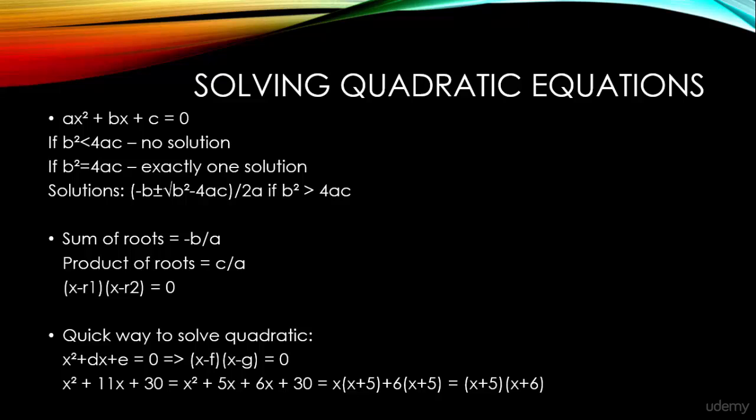So divide throughout by coefficient of x squared to put it in the form x squared plus dx plus e is equal to 0, which gives x minus f into x minus g is equal to 0. x squared plus 11x plus 30 is equal to x squared plus 5x plus 6x plus 30 is equal to x into x plus 5 plus 6 into x plus 5. So the sum in this equation x squared plus 11x plus 30 is minus 11 and the product is 30. So at the end we get x plus 5 into x plus 6.